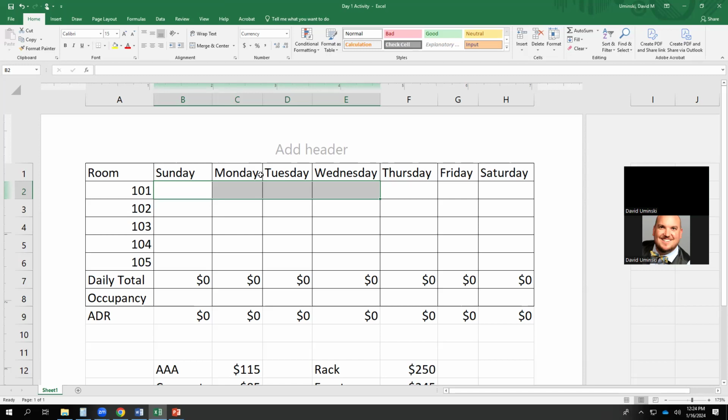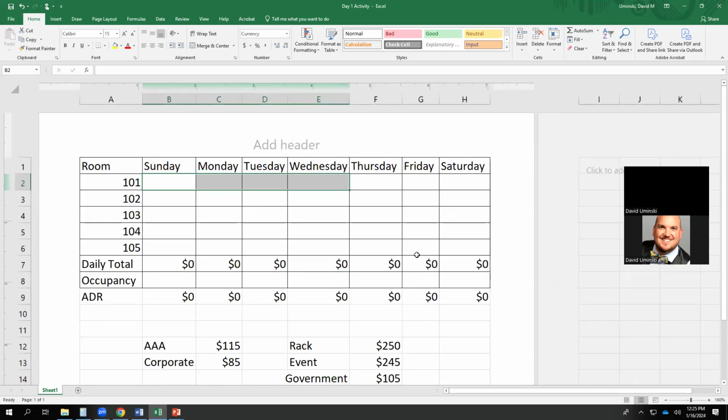Number 2, the rack rate, checking in Tuesday for 1 night. The rack rate of $250, checking in on Tuesday for 1 night. The rack rate of $250, checking in Tuesday for 1 night.